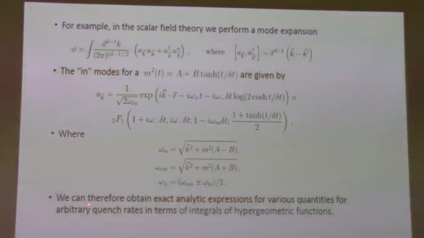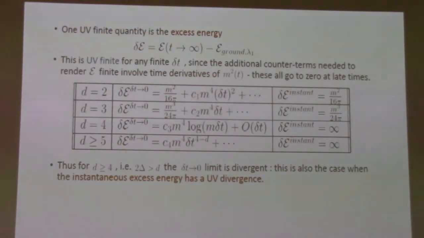So what we do is obtain exact analytic expressions for arbitrary quench rates in terms of integrals of these hypergeometric functions. We cannot compute those integrals analytically, so we just perform those computations numerically. And we take various limits of the quench rate. Here are some results for an interesting ultraviolet finite quantity, which is the excess energy. This is defined as the energy density at very late times subtracted by what would be the ground state energy at that time.